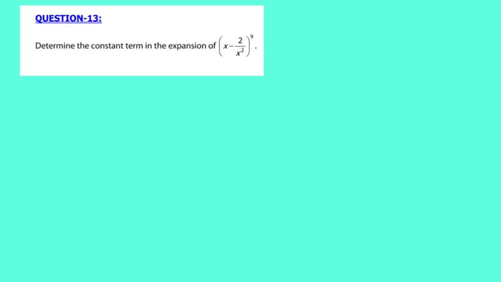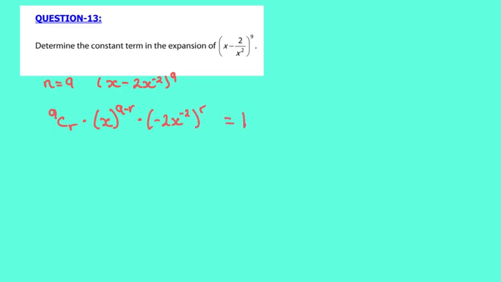Question 13. Determine the constant term in the expansion of (x minus 2 divided by x squared) all raised to the power of 9. In this question, n is equal to 9. I'm going to rearrange the question slightly, giving me (x minus 2x to the minus 2) raised to the power of 9. I can now substitute for n in the expansion, giving me 9 choose r, x to the 9 minus r, minus 2x to the minus 2 to the r.